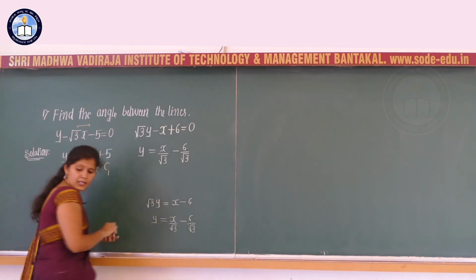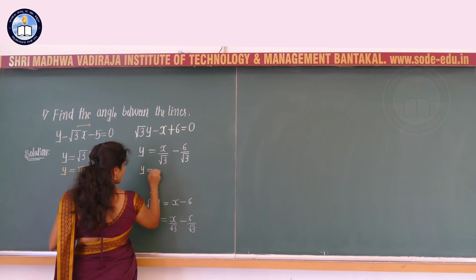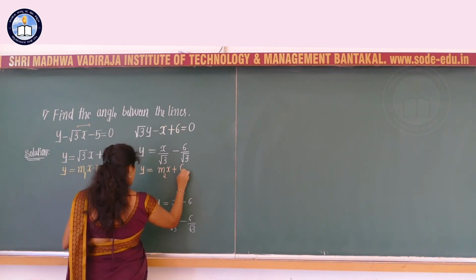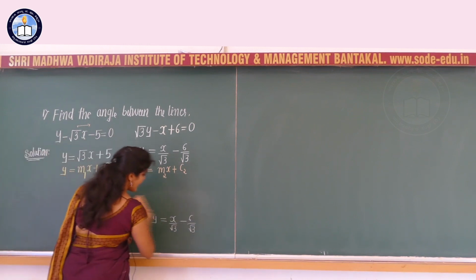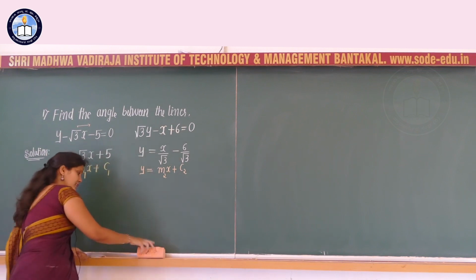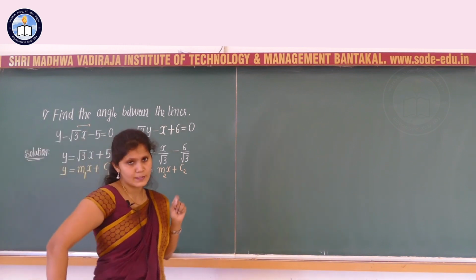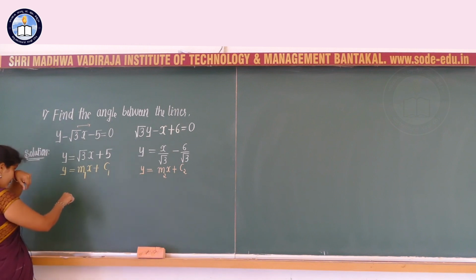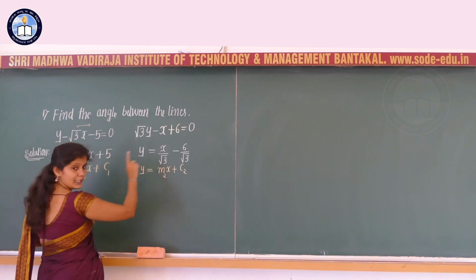So therefore I can write y is equal to x divided by root of 3 minus 6 divided by root of 3, correct? And this is present in the form of y is equal to m2 into x plus the constant c2. So after writing these two equations in the form of y is equal to mx plus c, we can get the values of m1 and m2. What is the value of m1? Root 3. What is the value of m2? That is 1 divided by root 3.